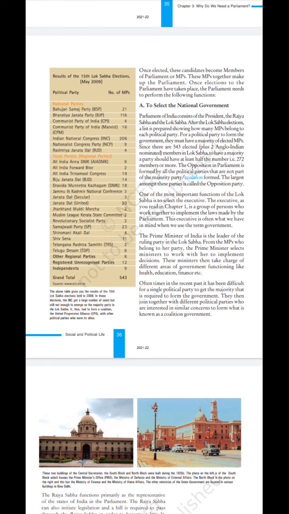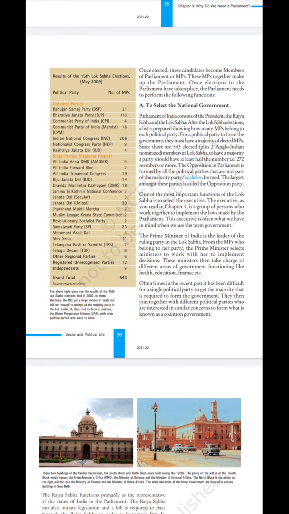Once elections to the parliament have taken place, the parliament needs to perform the following functions. To select the national government: Parliament of India consists of the President, the Rajya Sabha and the Lok Sabha. After the Lok Sabha elections, a list is prepared showing how many MPs belong to each political party. For a political party to form the government, they must have a majority of elected MPs.